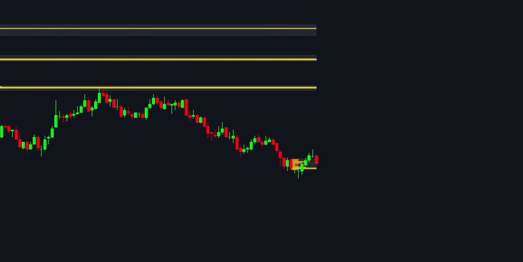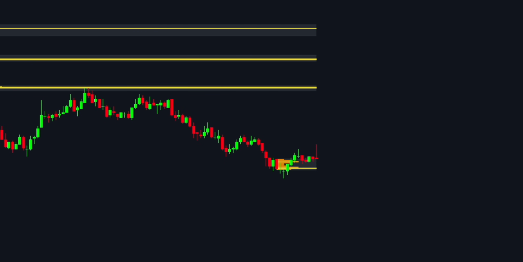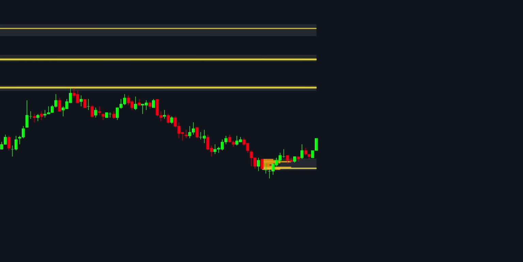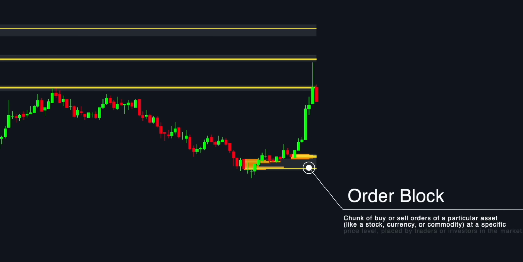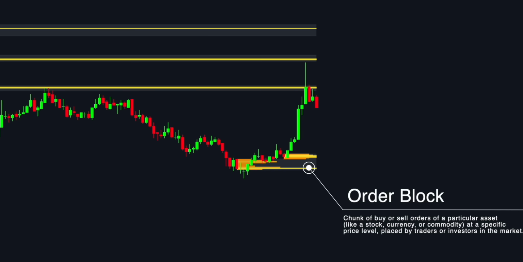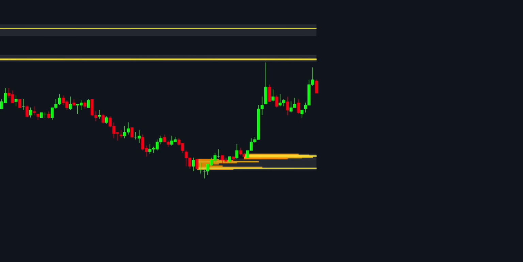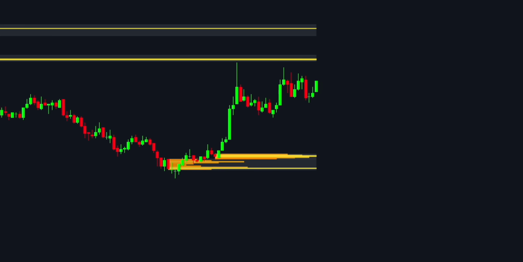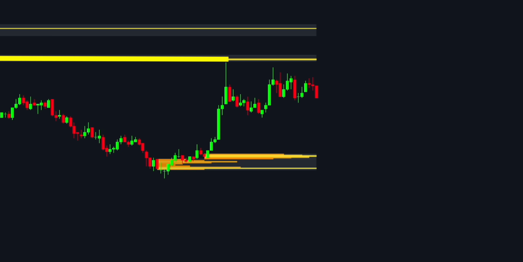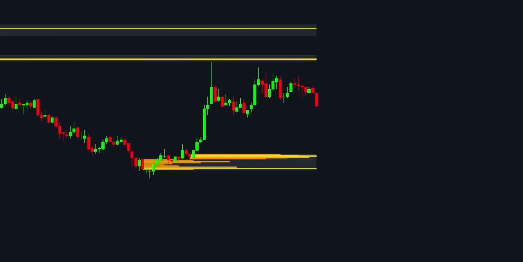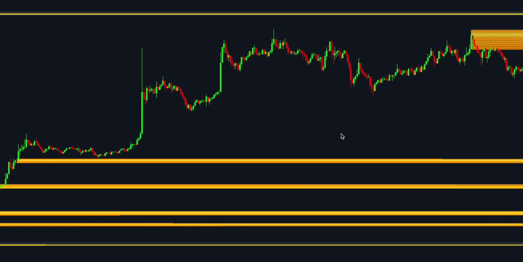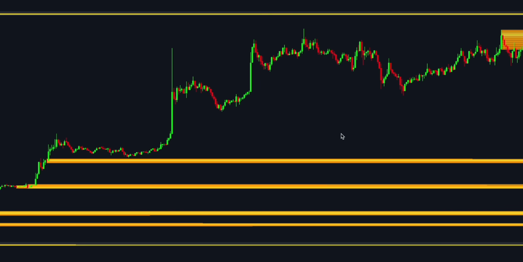If you're a beginner and the term order block sounds complex to you, here's a simple explanation. Order blocks, in trading, refer to a chunk of buy or sell orders of a particular asset, like a stock, currency, or commodity, at a specific price level, placed by traders or investors in the market. These blocks can significantly influence the price movement of the asset because they represent areas where there is substantial interest in buying or selling. Let's look at a practical example of how this indicator can be used in trading.